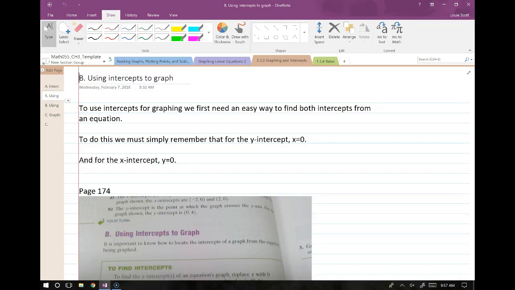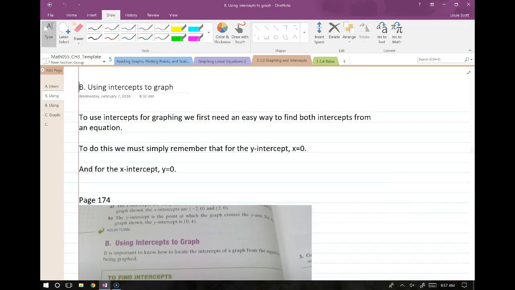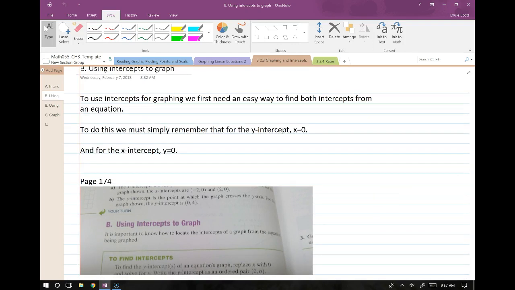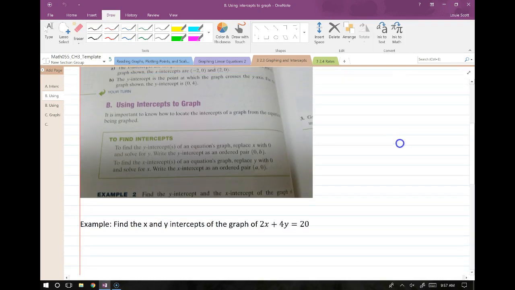So let's go ahead and learn how we use these intercepts to graph things. First of all, how do we find the intercepts from an equation? The last thing we did was look at a graph and identify the intercepts. Well, that's easy enough. But what do we do when they ask us to find the intercepts of a specific equation?